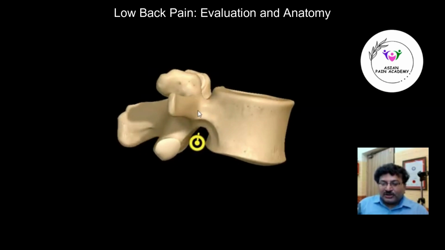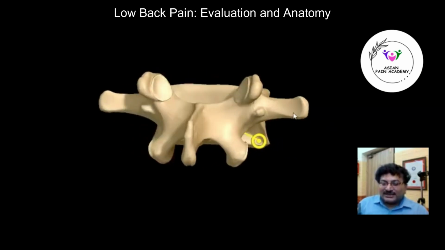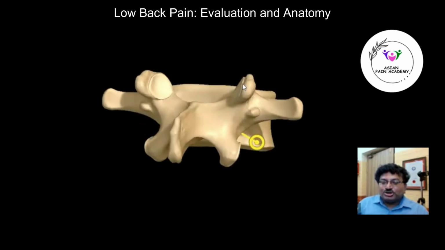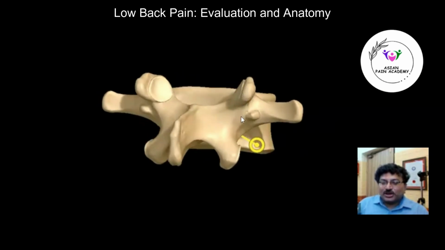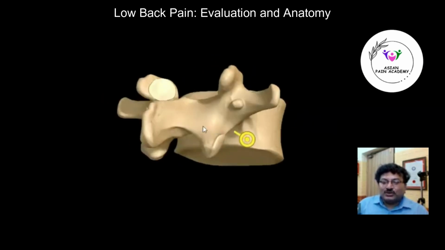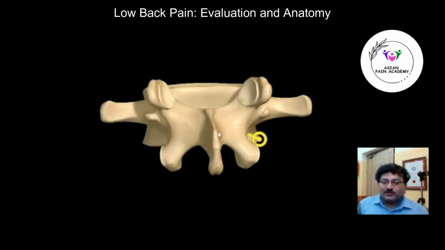So from the anterior side, it's the pedicle. From the lateral side, it is the transverse process. From the medial side, it's the lamina. From the superior side, it is the superior articular process. And from the inferior side is the inferior articular process. So that is how a lumbar spine is formed.